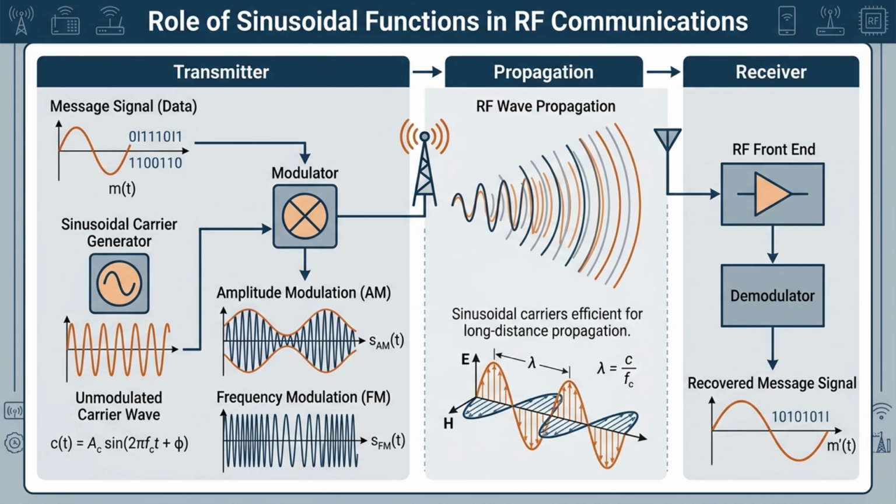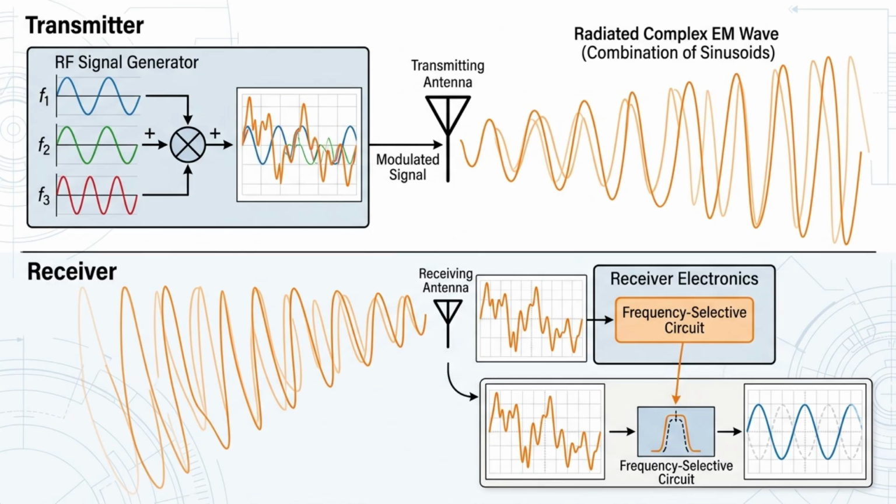In RF engineering, sinusoidal functions are used to represent carrier signals, modulated waveforms, and electromagnetic wave propagation. Almost every wireless communication system relies on sinusoidal carriers to transmit information efficiently over distance. Antennas radiate sinusoidal electromagnetic waves, while receivers detect and process them using frequency-selective circuits. Even complex modulated signals are ultimately built from combinations of sinusoidal components.